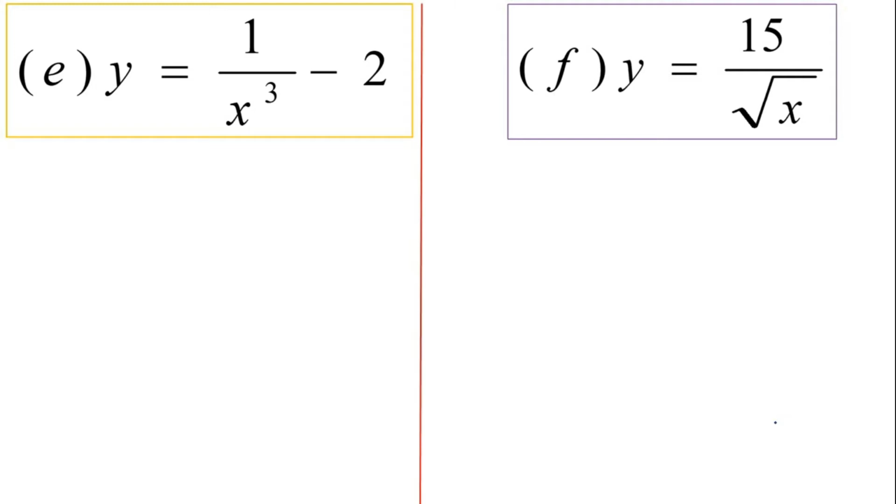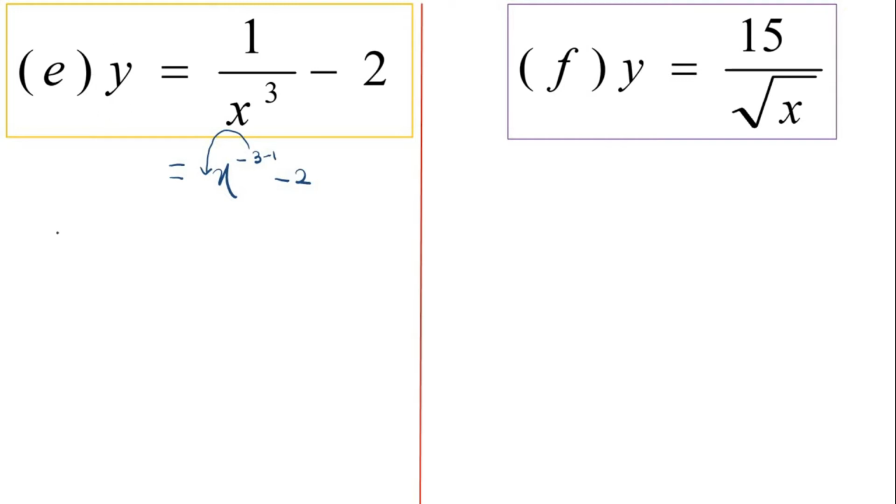Proceed with the next one. Question E, we have y equal to 1 over x cubed minus 2. Don't be afraid of the fraction. You just have to change the question into a power form. So this can actually be transformed into x to the power of negative 3 minus 2. So now we can differentiate our equation.